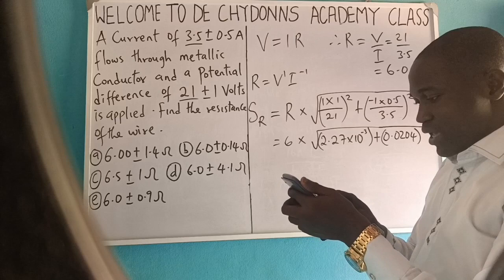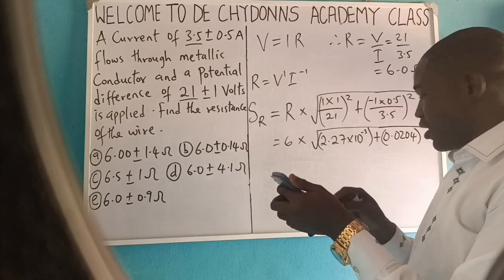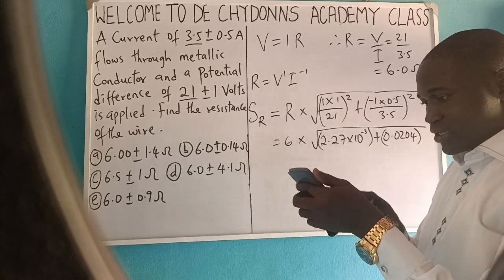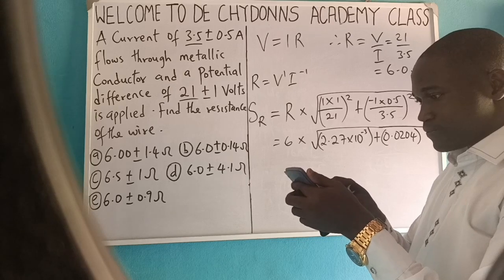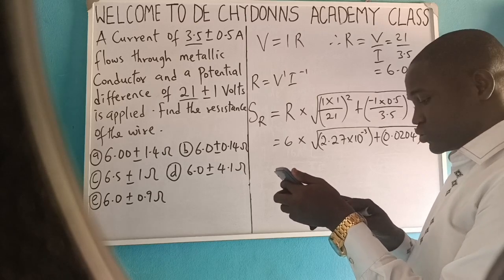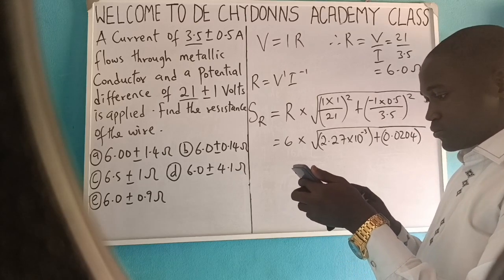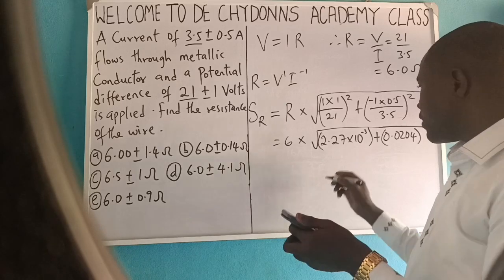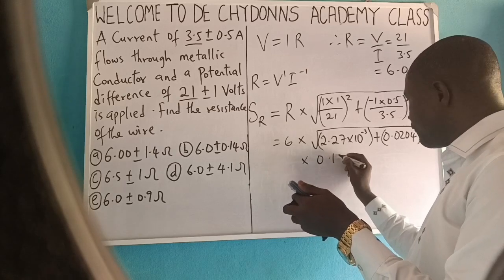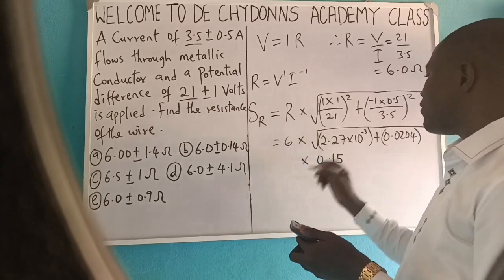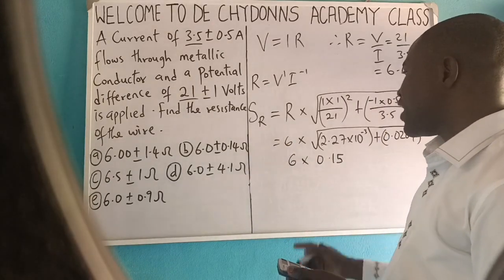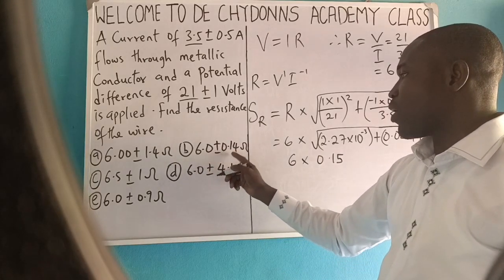So I'll be computing them all using calculator. I'll be saying 2.27, this is an approximated answer, times 10 raised to the power of minus 3 plus bracket 0.0204. That will be giving me 0.15. 0.15. Then times 6. You now see 0.15. You have 6.0 plus or minus 0.14.